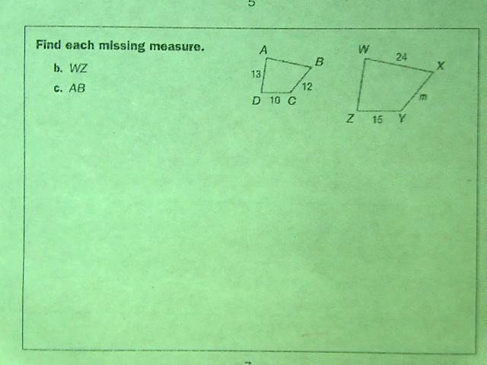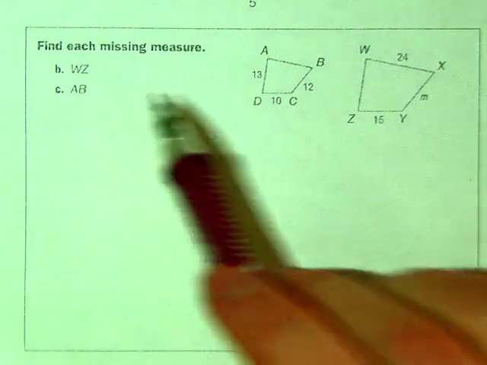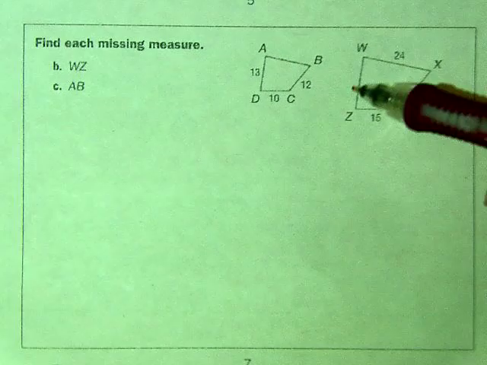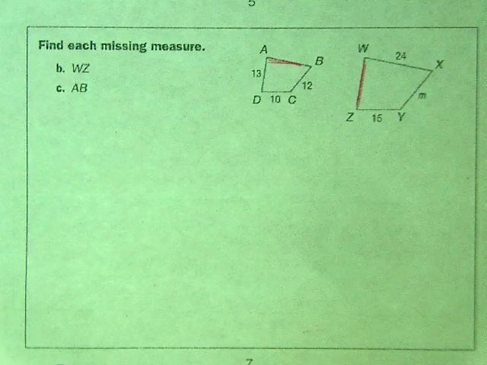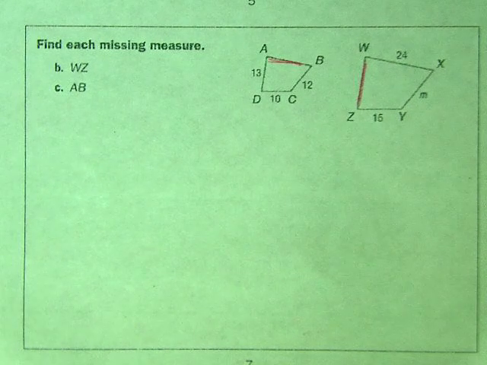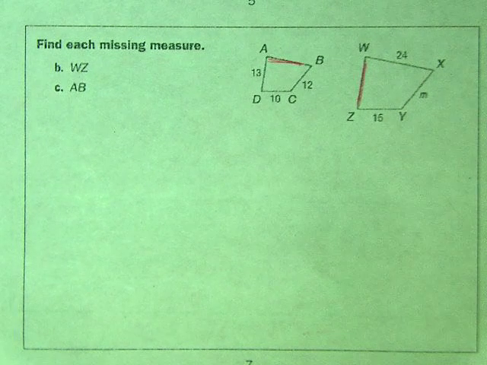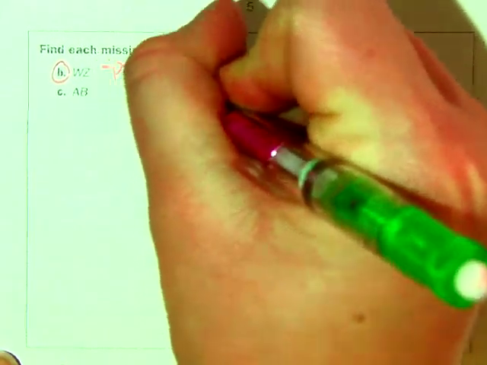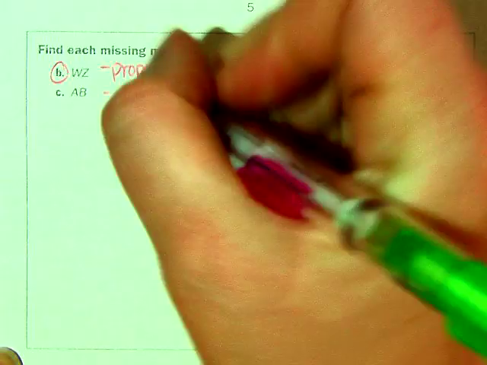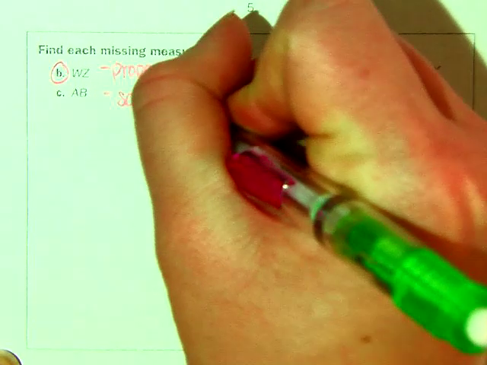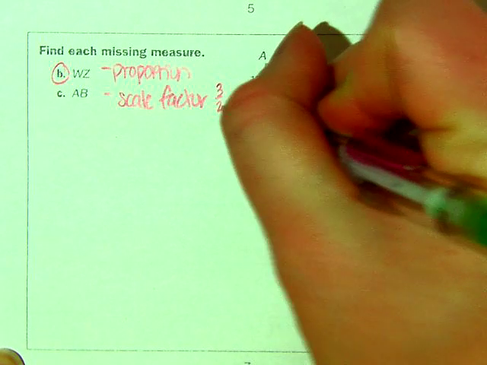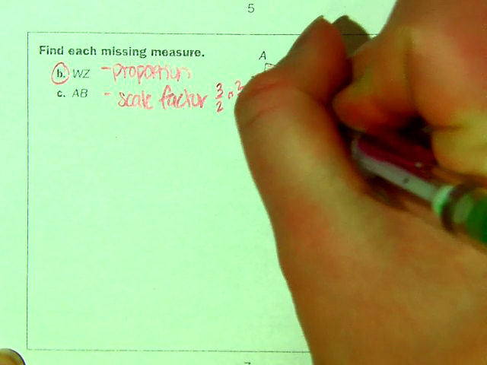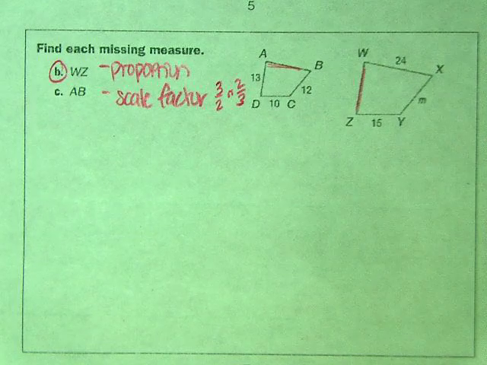In slide 7, similar pictures, finding different measurements. So find WZ. So we need to find this one over here, and then find AB. Okay, well, we know right now that the scale factor is 3/2, so for B, I'm going to use a proportion. And for AB, I'm going to use the scale factor. And we can think of the scale factor as either 3/2 if we're going to the bigger one, or 2/3, just the opposite of each other, the reciprocals.